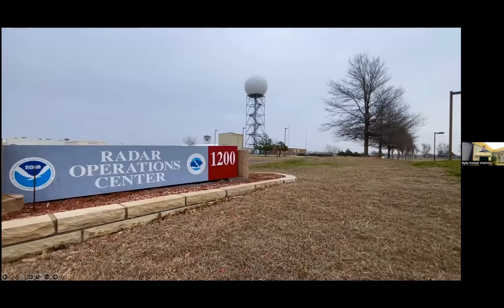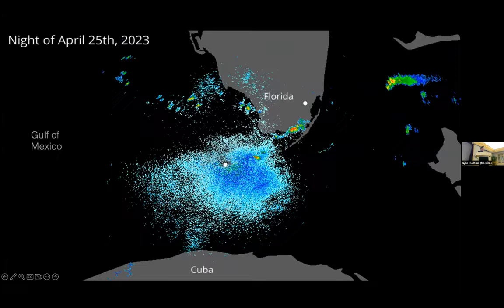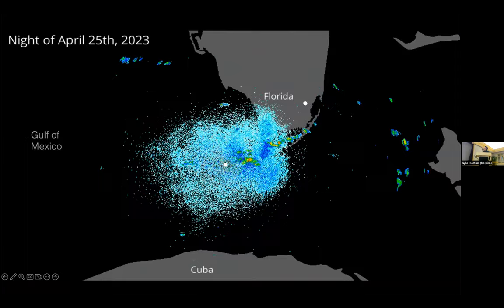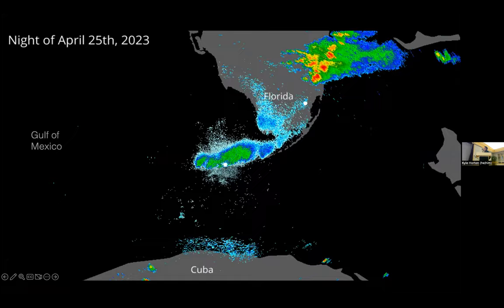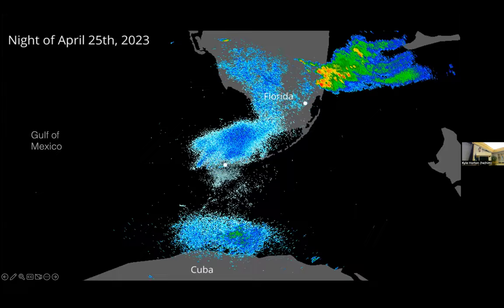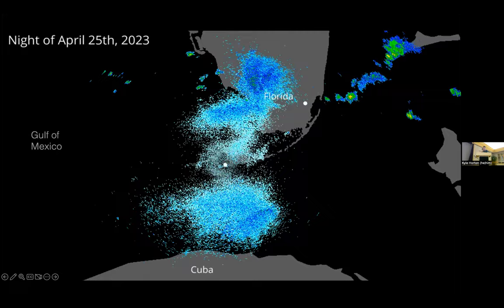So what does migration look like from a radar perspective? Maybe you've seen this in textbooks or birding books as well. What we're looking at here is the night of April 25th, 2023, last spring. There is a radar right here in Key West, Florida, and this is sunset. The birds take off from all of the keys in Key West and they fly north into Florida.